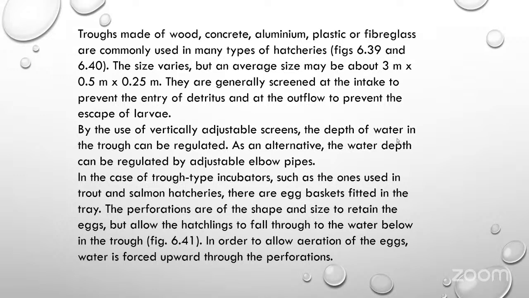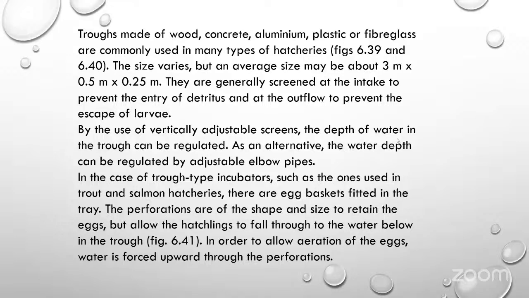They are generally screened at the intake to prevent the entry of detritus and at the outflow to prevent the escape of larvae. By the use of vertically adjustable screens, the depth of water in the trough can be regulated. As an alternative, the water depth can be regulated by adjustable elbow pipes.